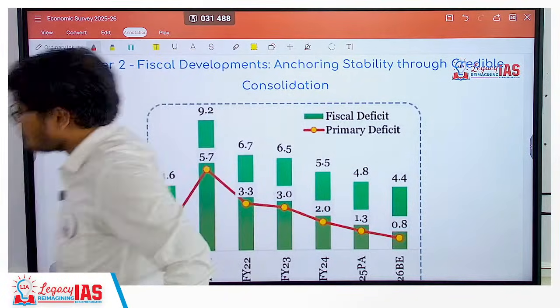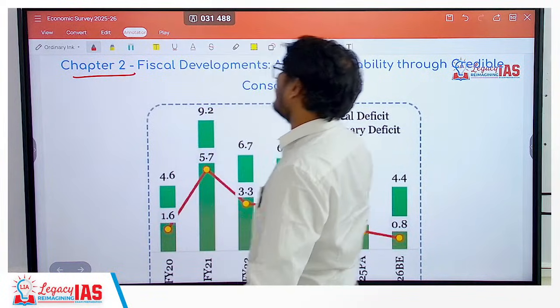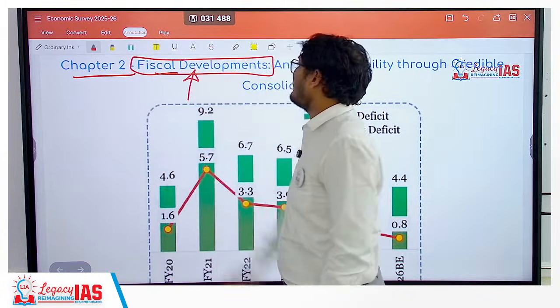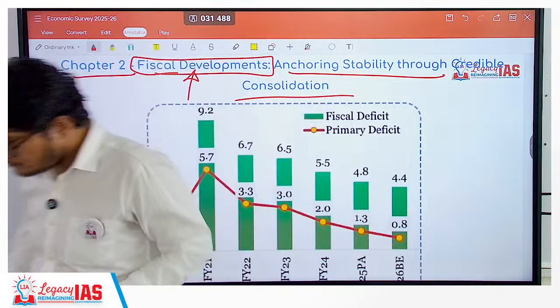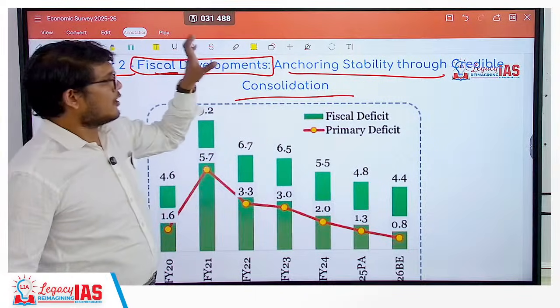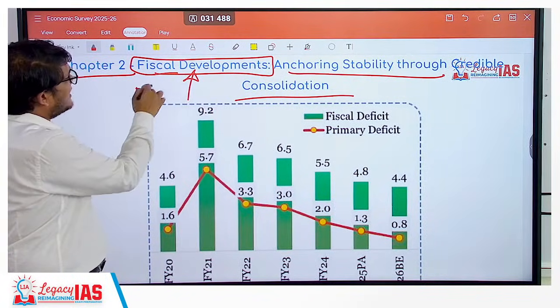All right, surely. Let's move on to the next chapter, that is chapter 2, fiscal developments. This chapter talks about fiscal development, anchoring stability through consolidation. Right? What is fiscal development? Basically, fiscal development talks about the deficits that the country may have.